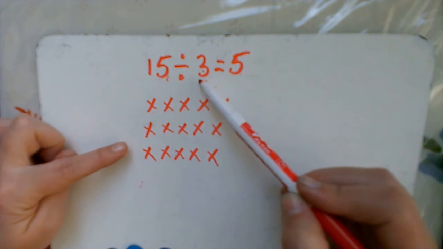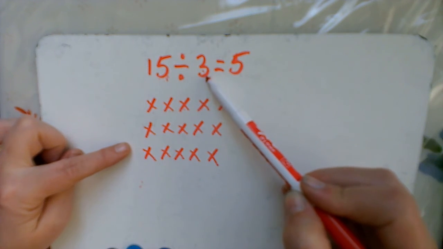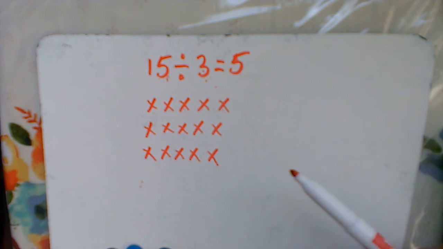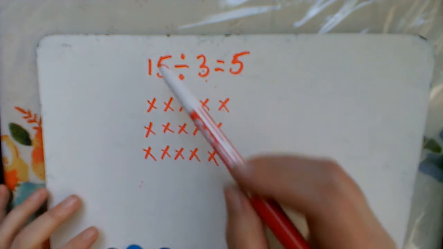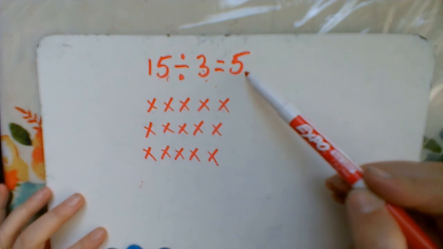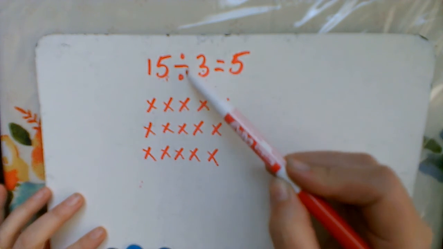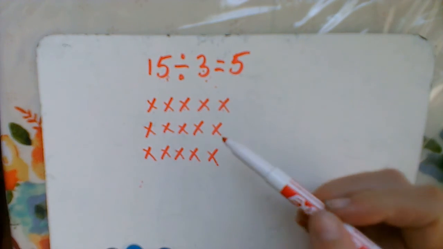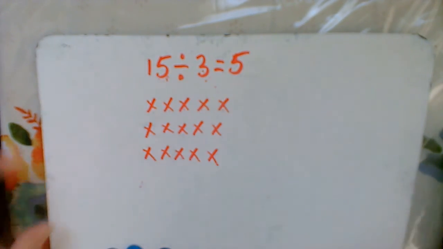I find this way, by using this divisor as the number of groups, a little trickier to keep track of. So it is easiest, I find, if you just are given the equation, to think of this number as how many in each row or in each column. Let's do one more the easy way.